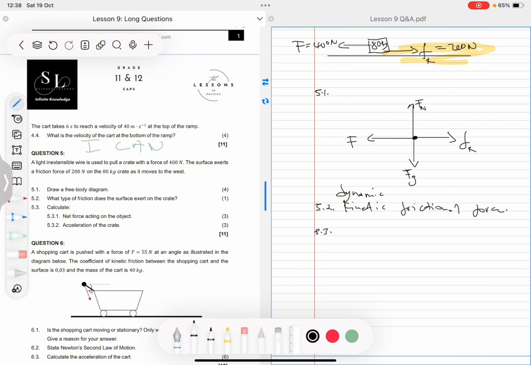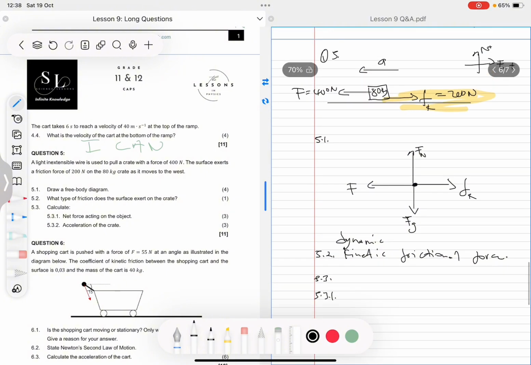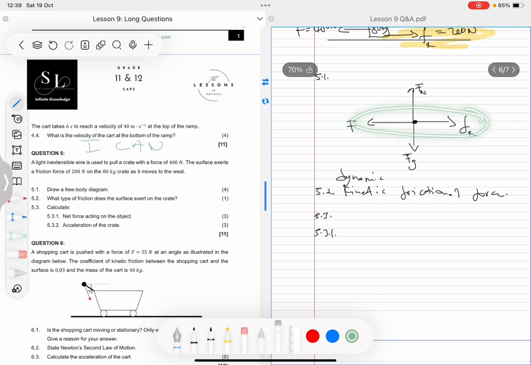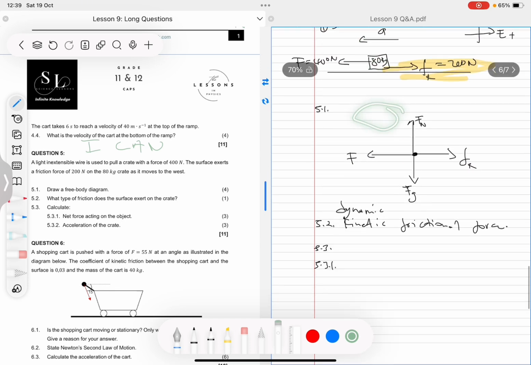Now on 5.3, they say calculate the net force acting on the object. To get the net force acting on this object, obviously the net force is in the x direction. In the y direction there is no net force. The net force is 0. So they're not referring to the y component, because when I add these two forces, they must give me 0, since the object does not move up or down. It has no acceleration there. This question refers to the net force here because it's the one that causes the acceleration here.